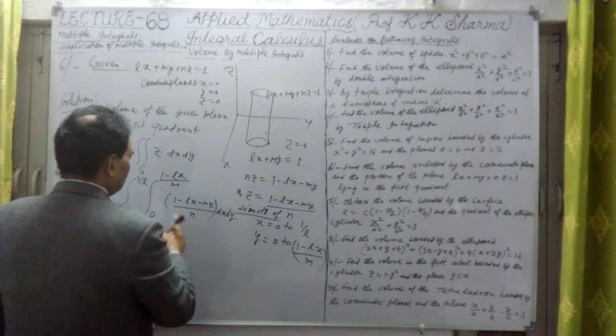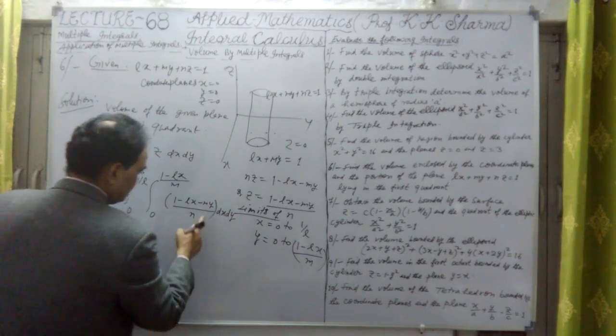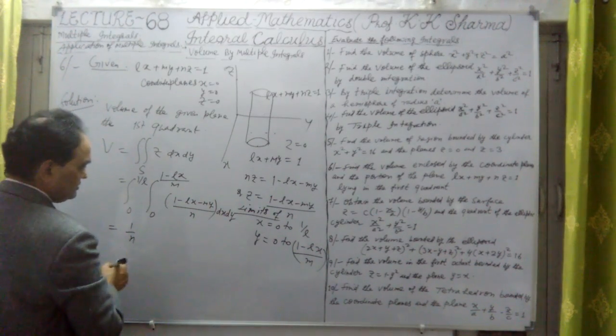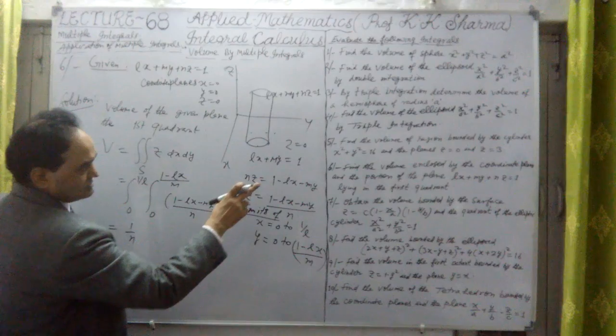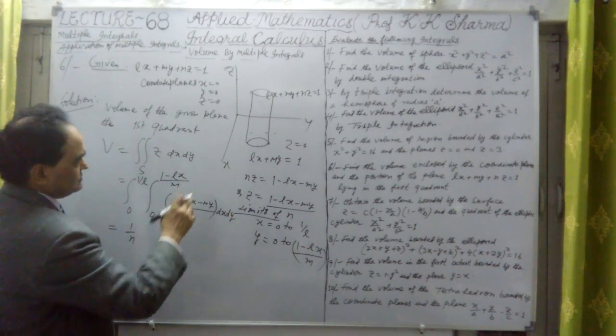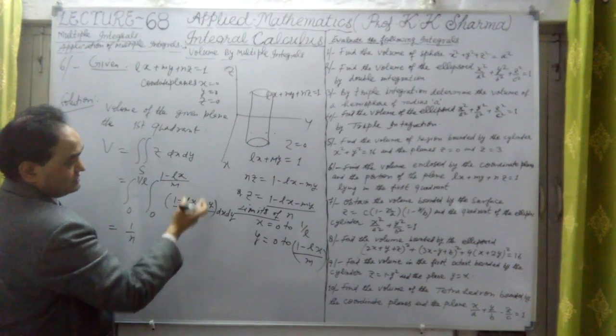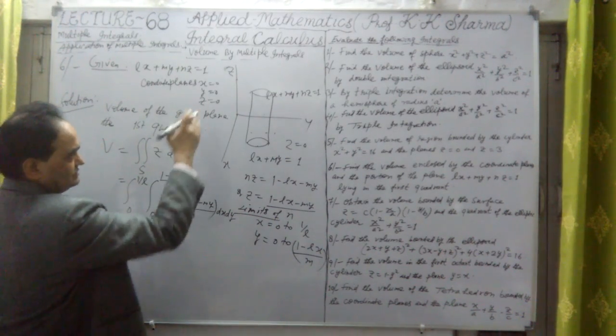Now let me solve it. First, let me take 1 upon N outside. This is only one quadrant, it says only the first quadrant. It may be the first quadrant in the xy plane here.